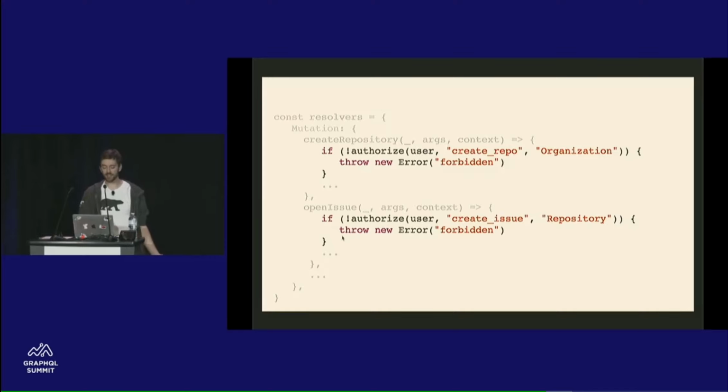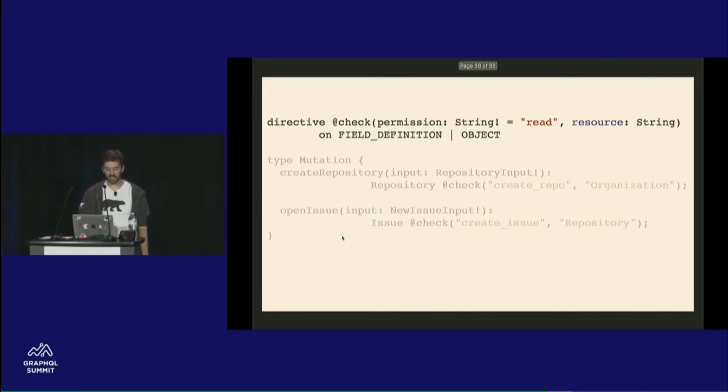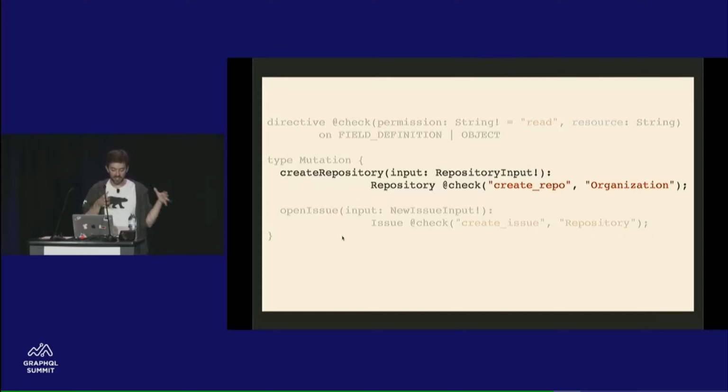And so one pattern I've seen that can be a really nice approach to address this is to implement a custom directive. I'm not going to go into the details of how to implement this, but the general idea is you have a custom directive, like a check. Maybe you specify the permission you want to check and the resource it's on. And then you can annotate your GraphQL schema with the permissions it should check. What's really nice about this is it's a similar level of work to what we saw before, but it's really leaning into the concept of the GraphQL schema being the source of truth, the declarative place to put things like permission checks.